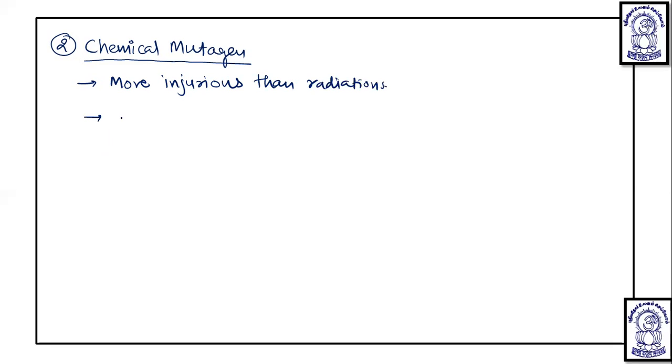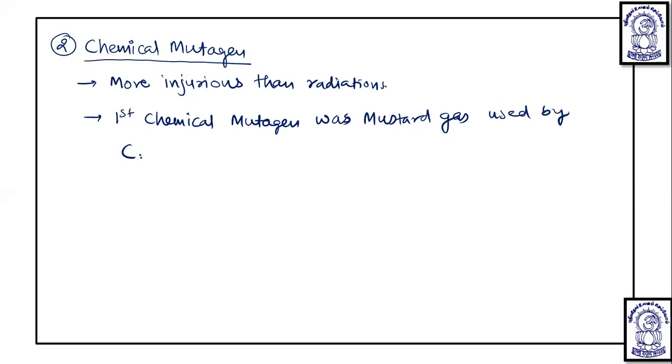The first chemical mutagen was mustard gas, used by C. Auerbach et al. during World War II.